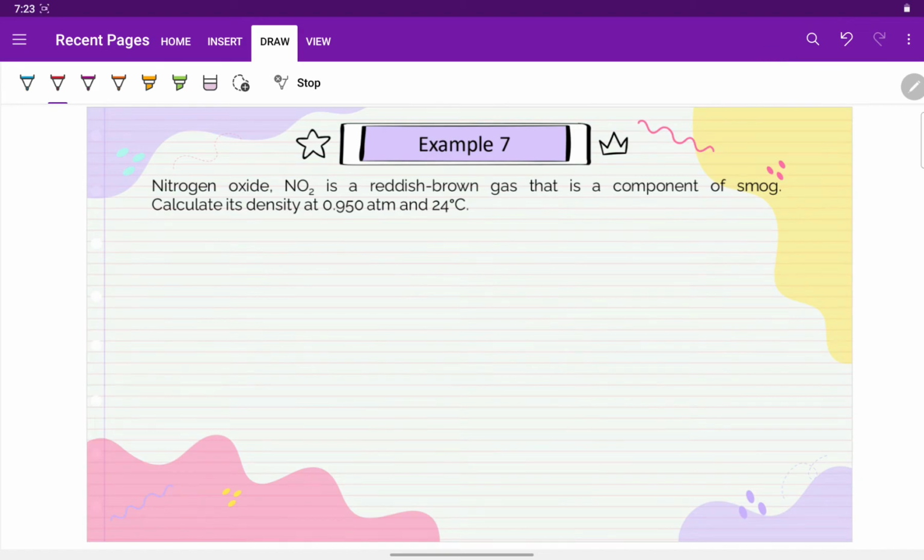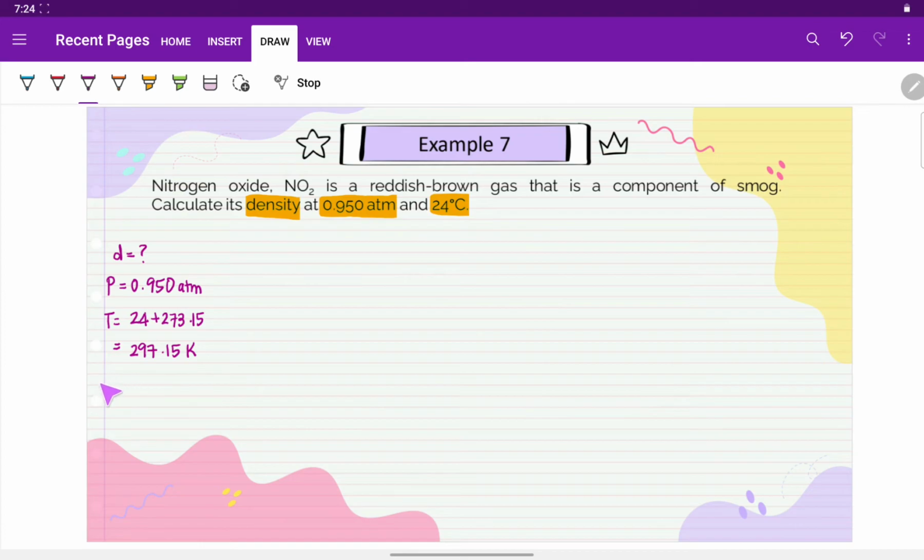Okay, let's proceed with example 7. So example 7, nitrogen oxide NO2 is reddish brown gas that is a component of smog. Okay, so calculate its density. So soalan minta kita cari density. Okay, at 0.950 atm and 24.5 degree Celsius. Okay, so saya tuliskan dulu dia punya information.